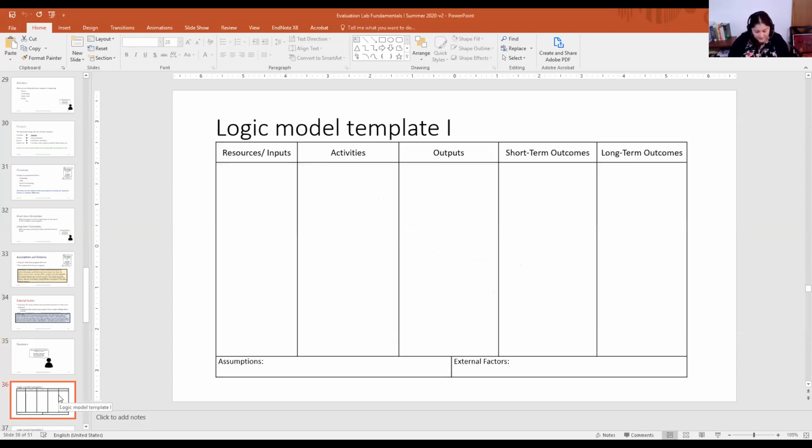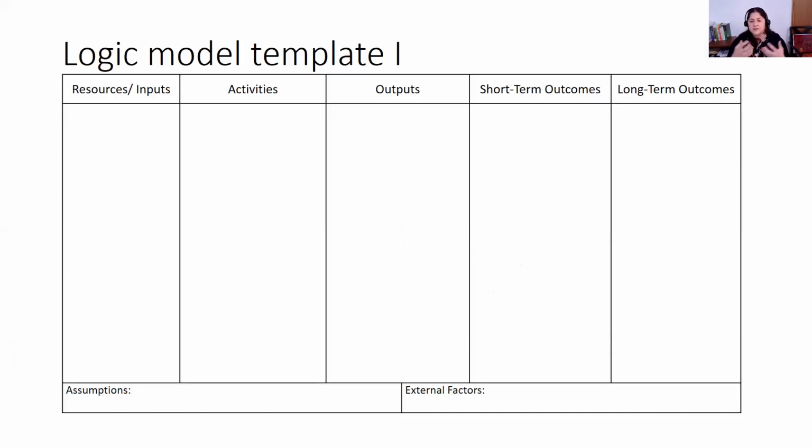So let me make this big. All right. So this is your more traditional example of a template. You start with what are your resources, what are your activities, your outcomes, short-term and long-term outcomes. This is a very classic logic model template. And here at the bottom, because remember, you want everything, this is a picture or a shot of your organization. You have your assumptions. What makes you think that what you're doing will lead to the change you have ventured to effect? So what are your assumptions, and lay out what are your external factors, right?